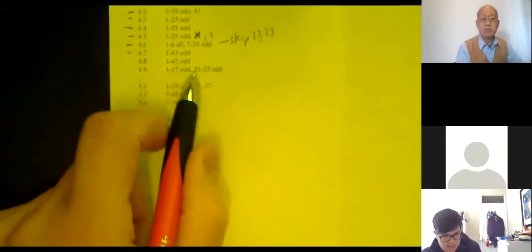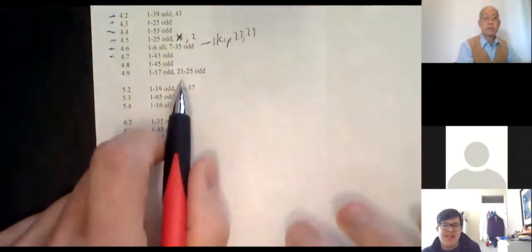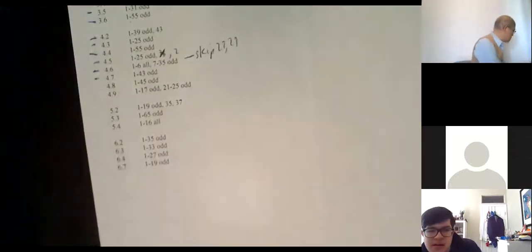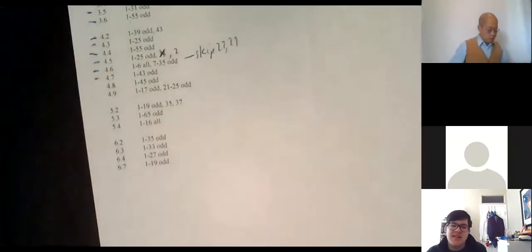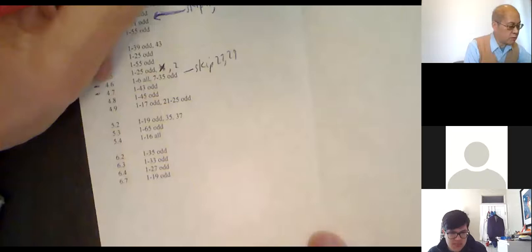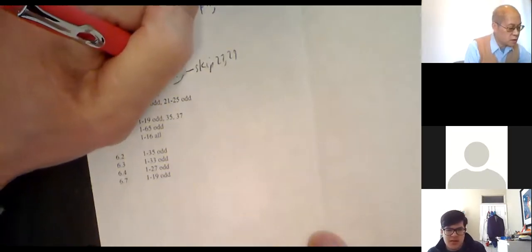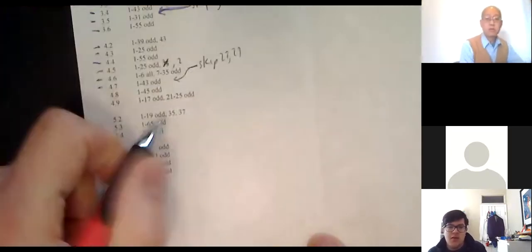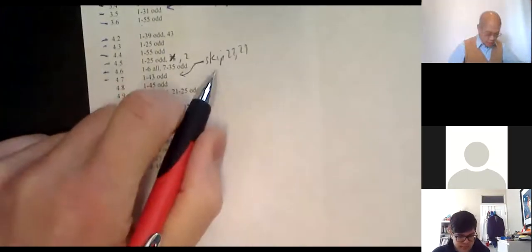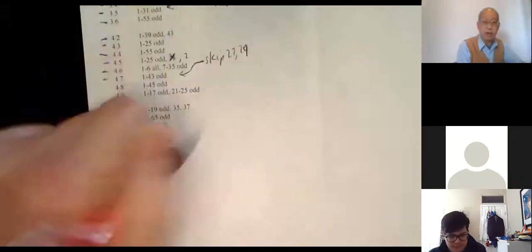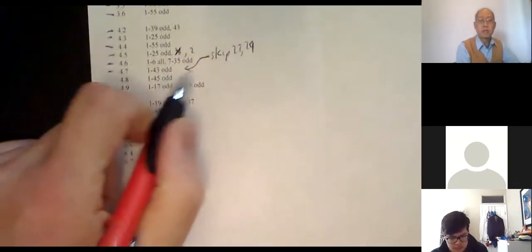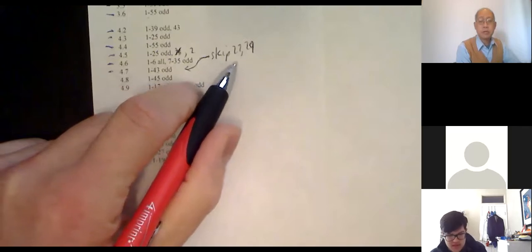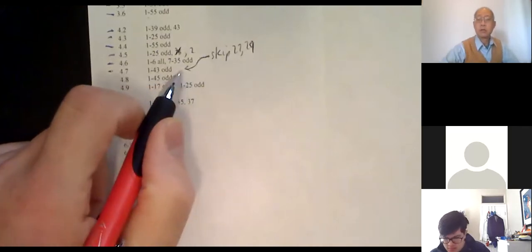Quick change on the homework also. Let's see. 4.7, I'm sorry, this is pointing to the wrong one. It should be 4.7, skip 27 and 29. Sorry about that. 4.7, skip 27 and 29.